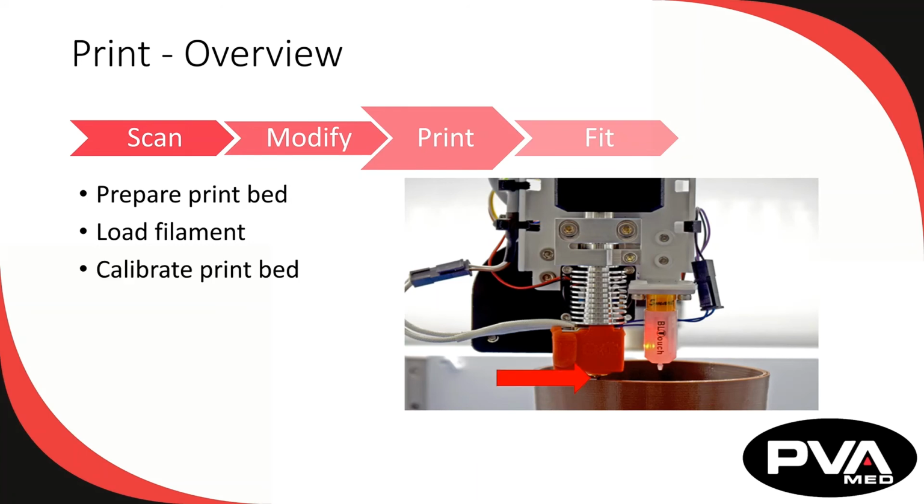Calibration of the print bed is much like the calibration of the scanner in the scan step, in that this calibration is generally performed once and need not be reperformed unless or until a printing problem is encountered. If the print nozzle is too close to the print bed at the start of the print, no filament can be extruded. If the nozzle is too far away from the print bed at the beginning of the print, adhesion of the printed device to the print bed will suffer.